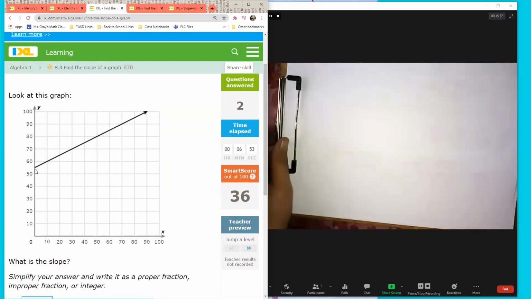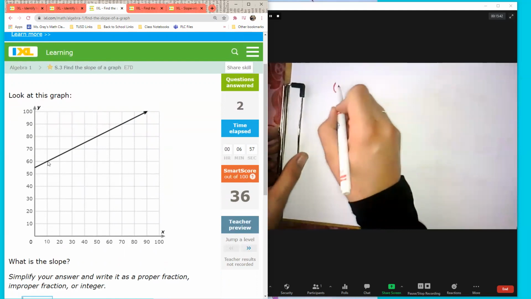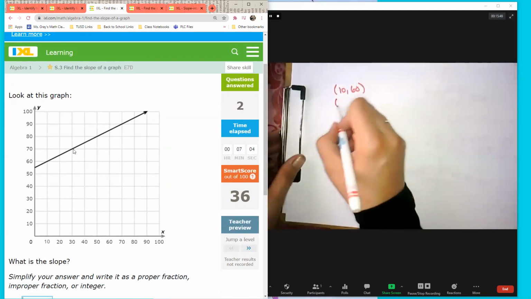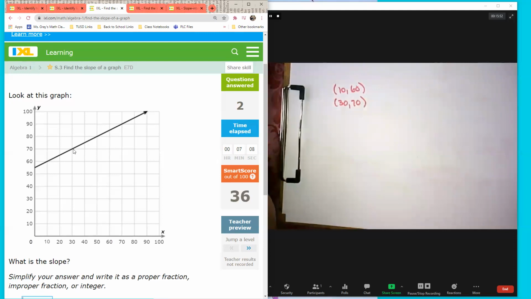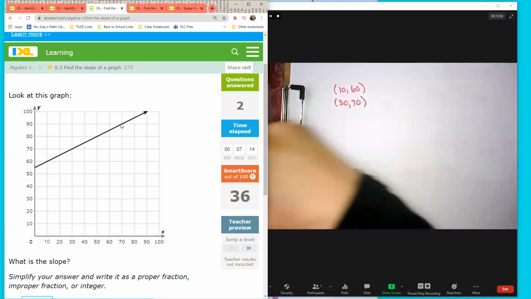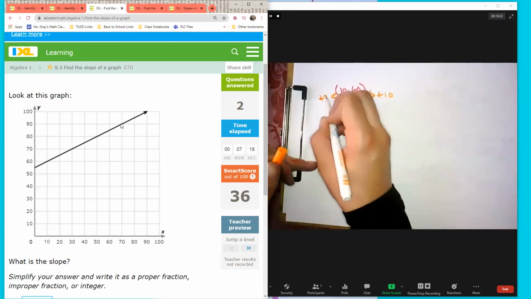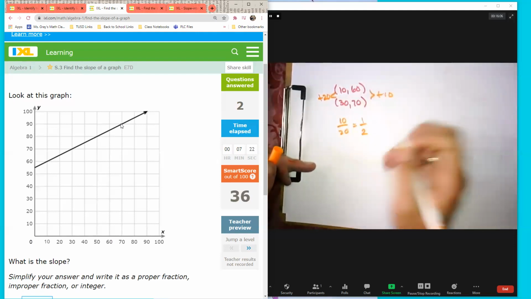So my starting point this time isn't very easy to see, but this next point here, (10, 60), is. And then if I keep going, I have one at (30, 70). I could also use (50, 80) or (70, 90). So I'm just checking again to see how much. This side goes up by 10. This side goes up by 20. So 10 over 20 is the same as 1/2.